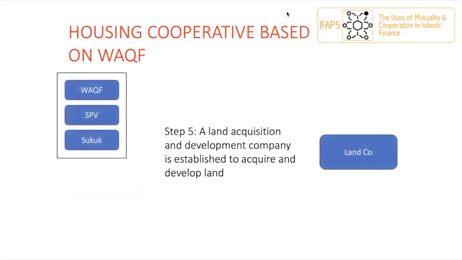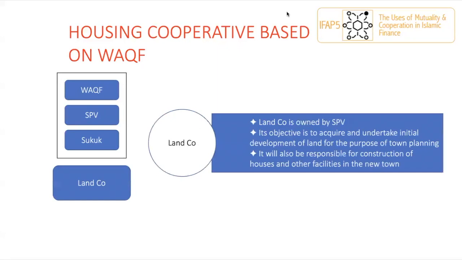Step number five, a land acquisition and development company is established to acquire and develop land. So you have set up Waqf, you have set up SPV, SPV issues sukuk and raises money. And then the fifth one is a land company. Landco is set up, which acquires and develops land. Landco is owned by SPV. Its objective is to acquire and undertake initial development of land for the purpose of town planning. It will also be responsible for construction of houses and other facilities in the new town. So you're developing a new town, a small one. So Waqf, SPV, sukuk, Landco.